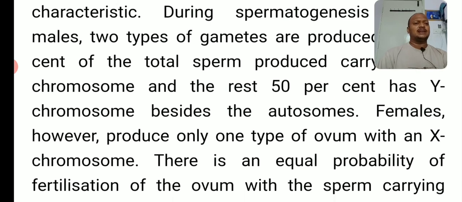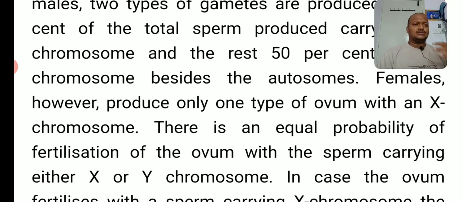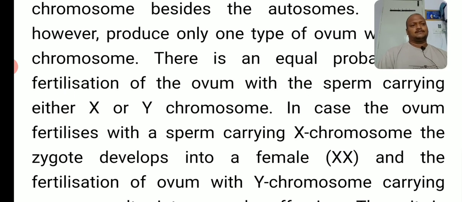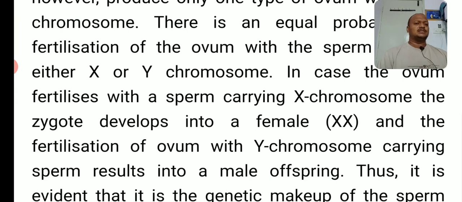Females, however, produce only one type of ovum, with an X chromosome. There is an equal probability of fertilization of the ovum with a sperm carrying either X or Y chromosome, because it is 50 and 50. If the ovum fertilizes with a sperm carrying the X chromosome, the zygote develops into a female, and fertilization with a Y chromosome carrying sperm results in a male offspring. So the determinant factor is male. Ovum fertilized with X gives XX, a female offspring. Ovum fertilized with Y gives XY, a male offspring, right?